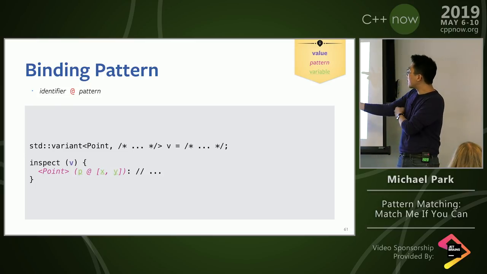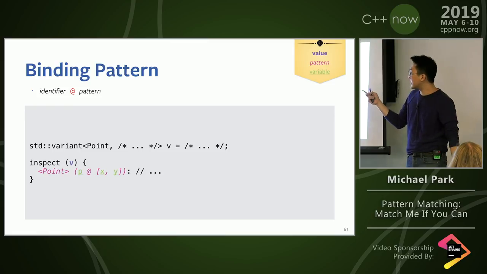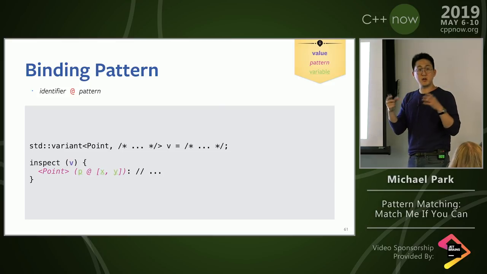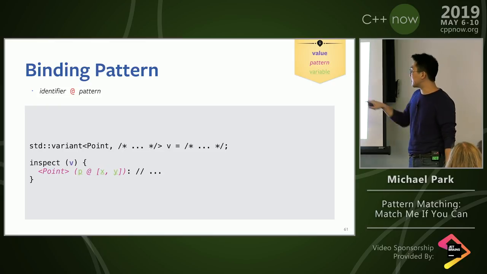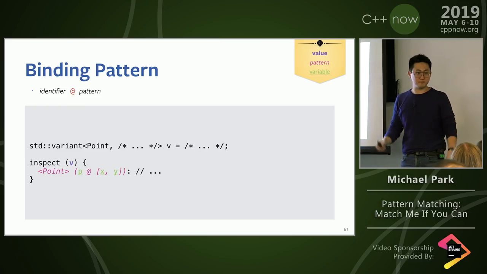So if we were to have a variant of point and stuff, and we match on the point, and we break it up into x and y, on the right-hand side you might actually want the entire point. Right? So rather than having to put the point back together with the x and y, you would like to actually capture point separately. And so p on the right-hand side would be a point. X and y would be int or whatever.